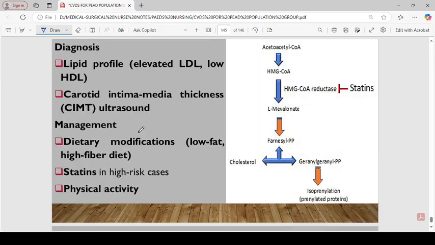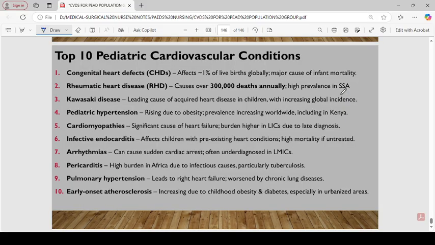Diagnosis, you do lipid profile. So you're going to have elevated low density lipoproteins and low high density lipoprotein. Carotid intima thickness, so ultrasound. Management, you do dietary modification. So you encourage low fat and high fiber diet. You can use statins in higher risk cases, right? Statins, remember, they are also referred to as HMG CoA reductase inhibitors, and also encourage physical activity.